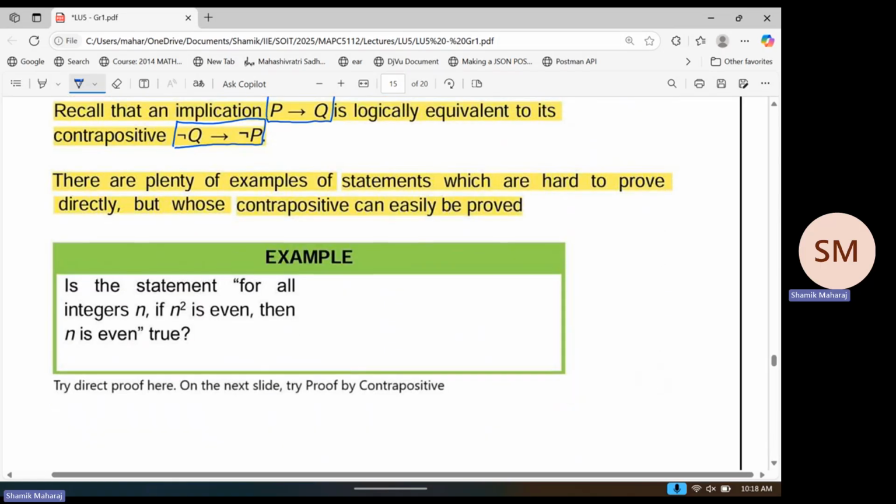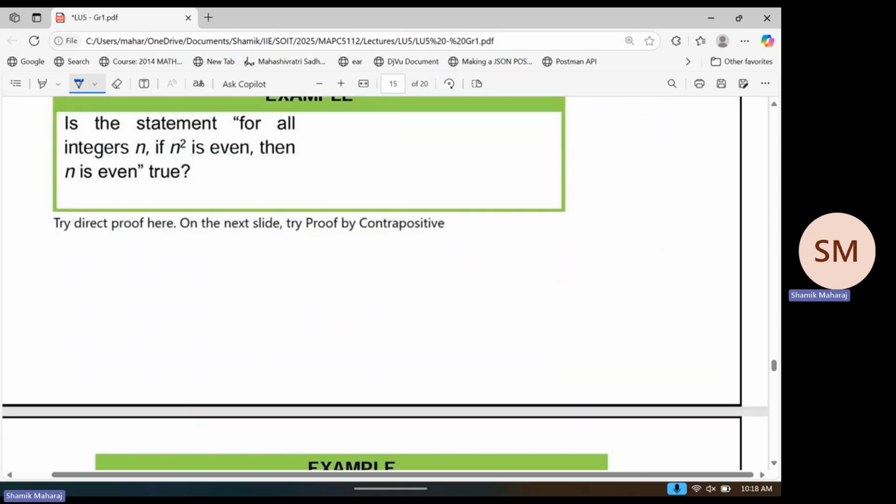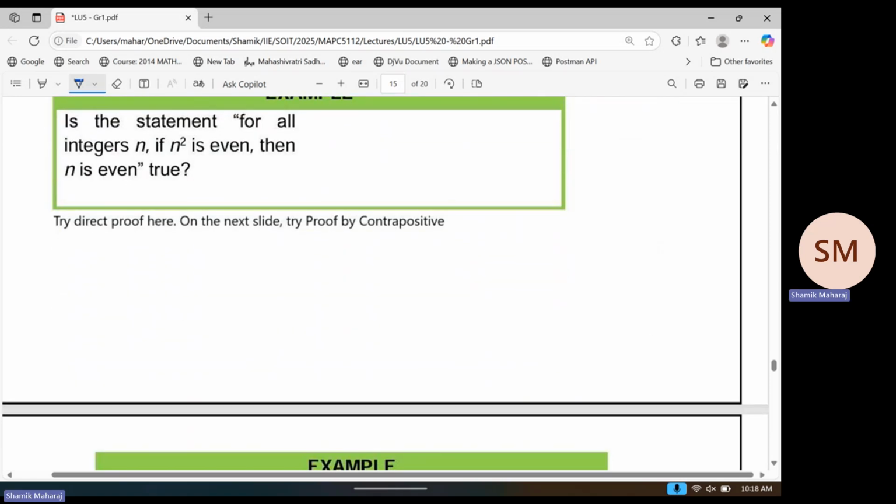So let's try this example at the bottom here. Let's try the original way, and if it doesn't work, then we'll go to contrapositive. We're given a statement that seems similar to the first one we read: for all integers n, if n squared is even, then n is even. So we've identified our P and Q here. If n squared is even, that's P, then n is even, that's Q.